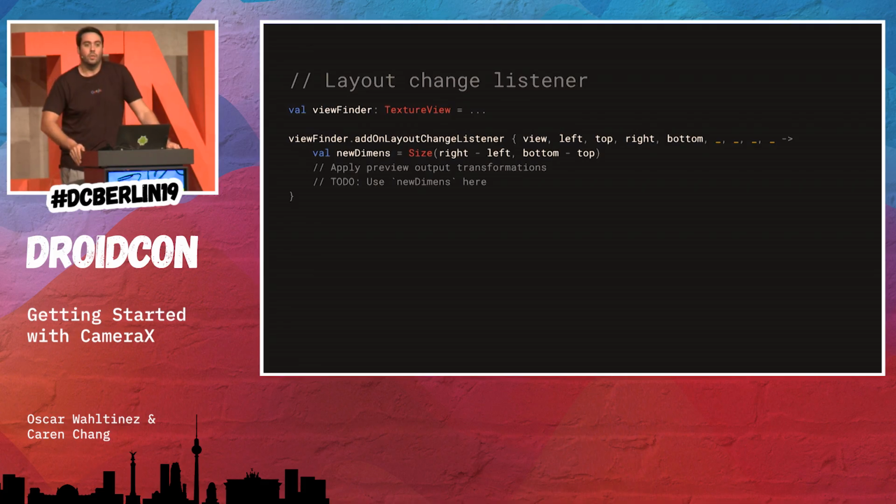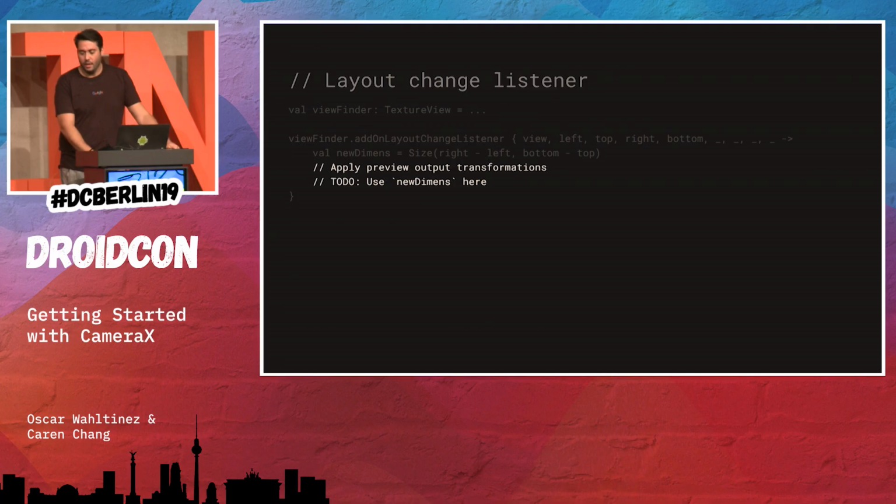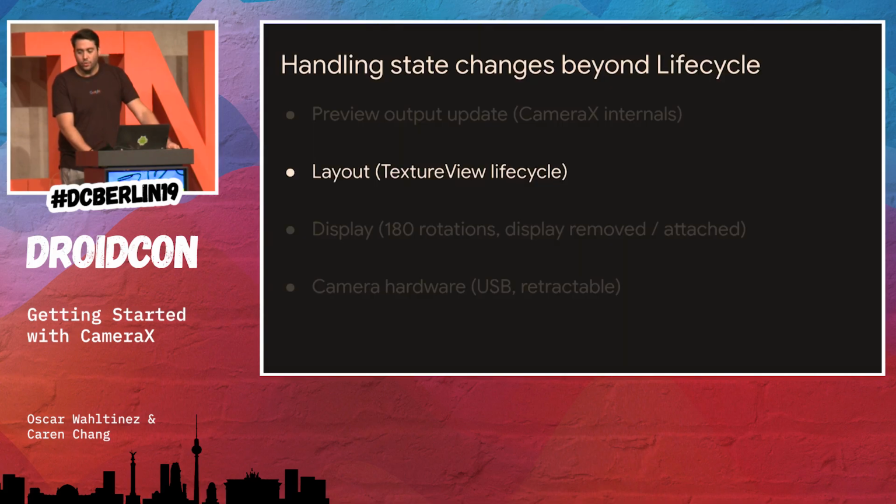Otherwise, if we try to do the preview transformation before this method gets called, we are basically guessing how big is our preview. We don't know. So yeah, then again, now is when we can actually look at the size and then match the preview. So those 2, preview output and layout callbacks, are what we're using to determine the sizing of the preview and how we can match it to our screen.